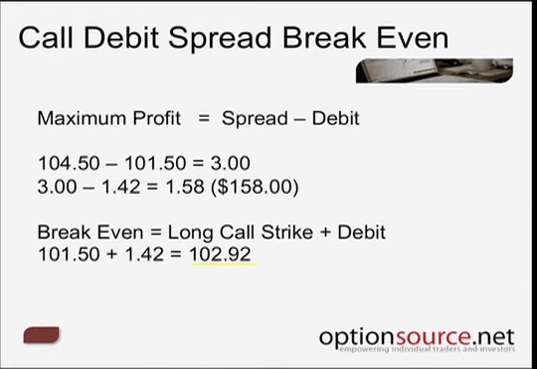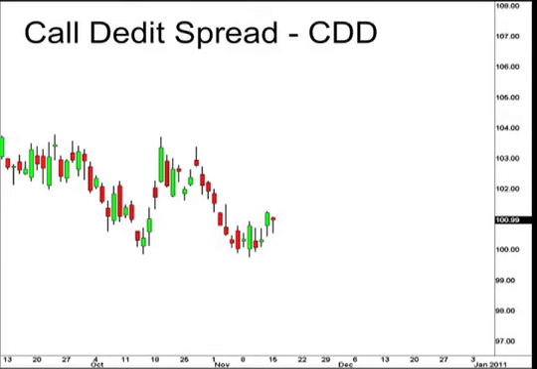So in this case, you can see here what we have, once again, is the chart of the CDD, and this is a chart from this morning. You can see that in order to initiate this trade, we're going to buy one March 101.5 call. We're going to pay out $3.40. We're going to sell one March 104.5 call. We're going to collect $1.98.